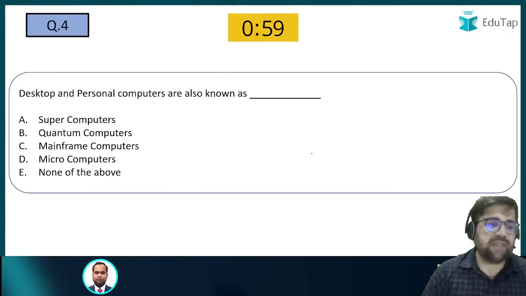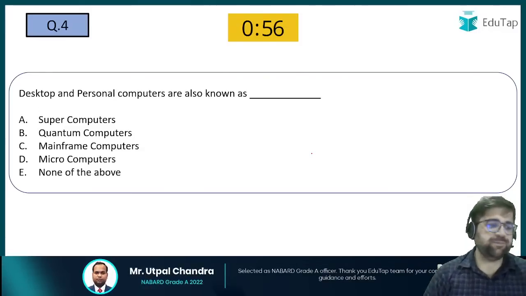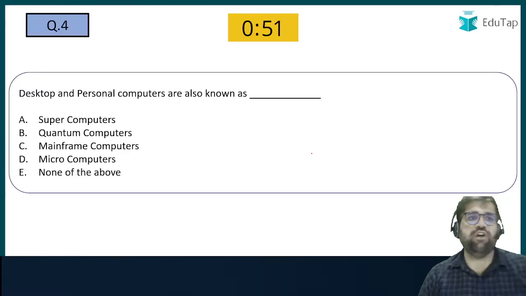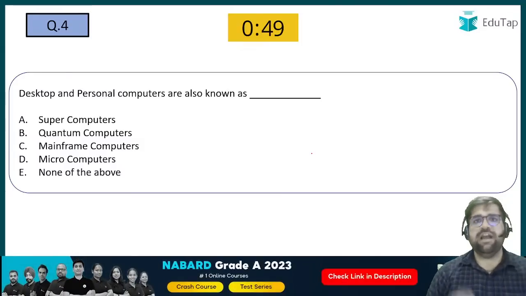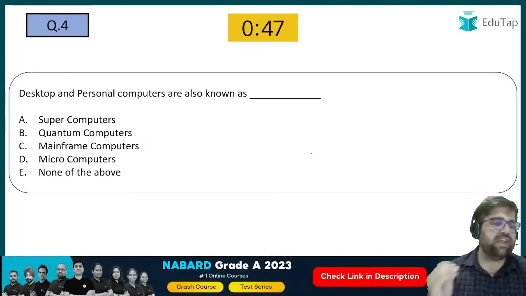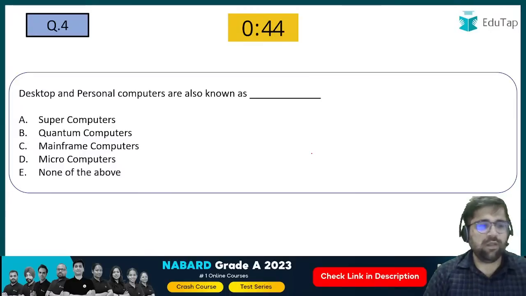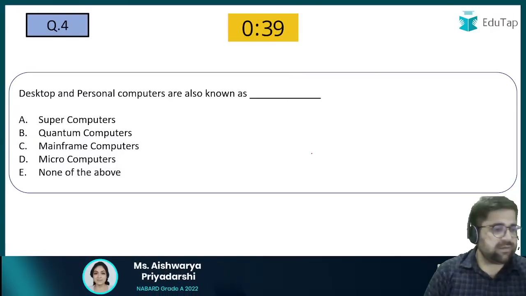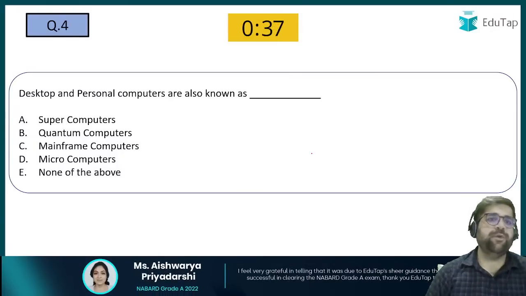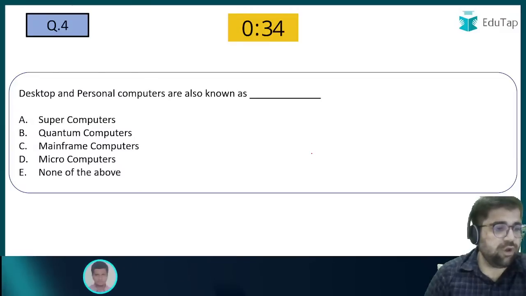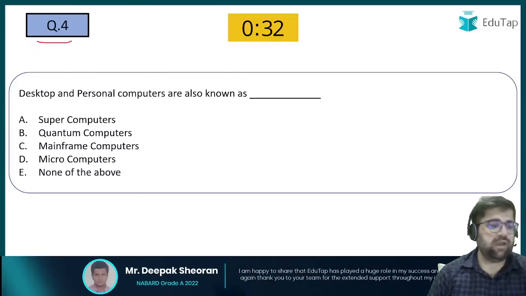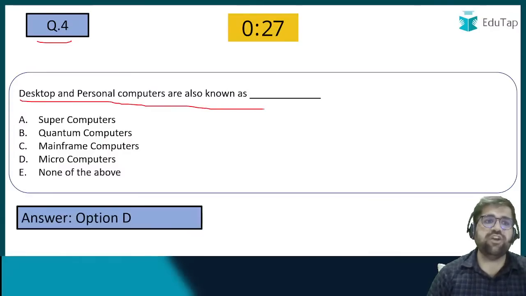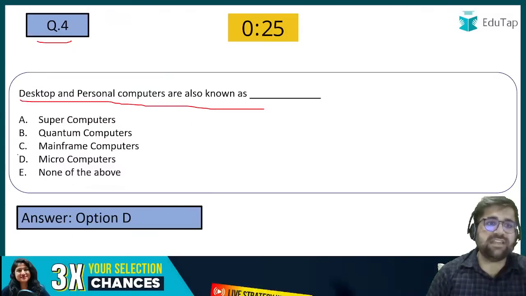Cool. Question number 4. Now I am coming to different types of computers. Desktop and personal computers are also known as. A very easy question. I am keeping the level low right now so that we can increase it later. Desktop and personal computers are also known as. Who will give me the right answer for question number 4? I am waiting for your right answers. Yes. Desktop and personal computers are also known as your microcomputers. Therefore, the answer will be option D.